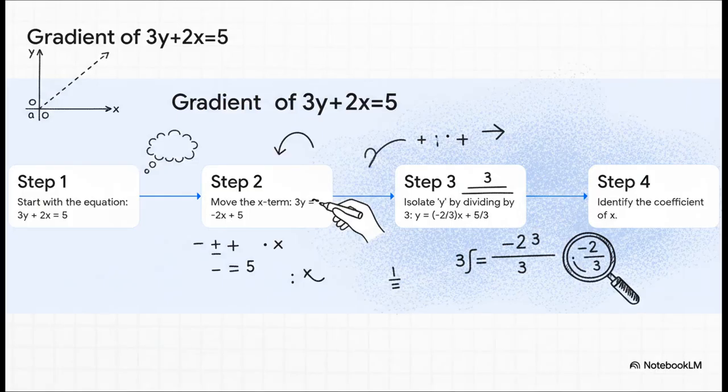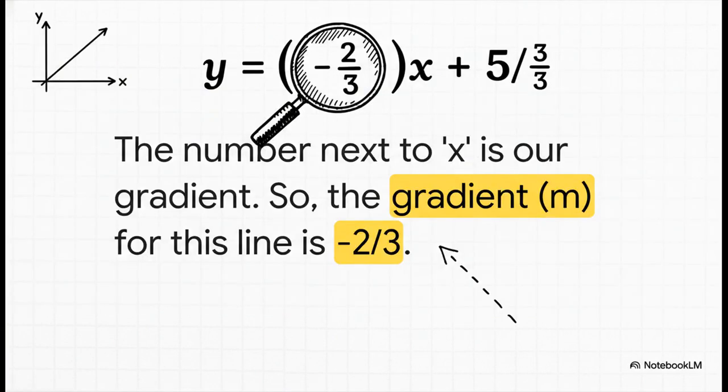All right, let's do one. We've got 3y + 2x = 5. First things first, we've got to move that x term over to the other side. So we subtract 2x from both sides. That leaves us with 3y = -2x + 5. We're so close. To get y totally alone, we just have to divide everything, and I mean everything, by 3. And that gives us y = -2/3 x + 5/3.